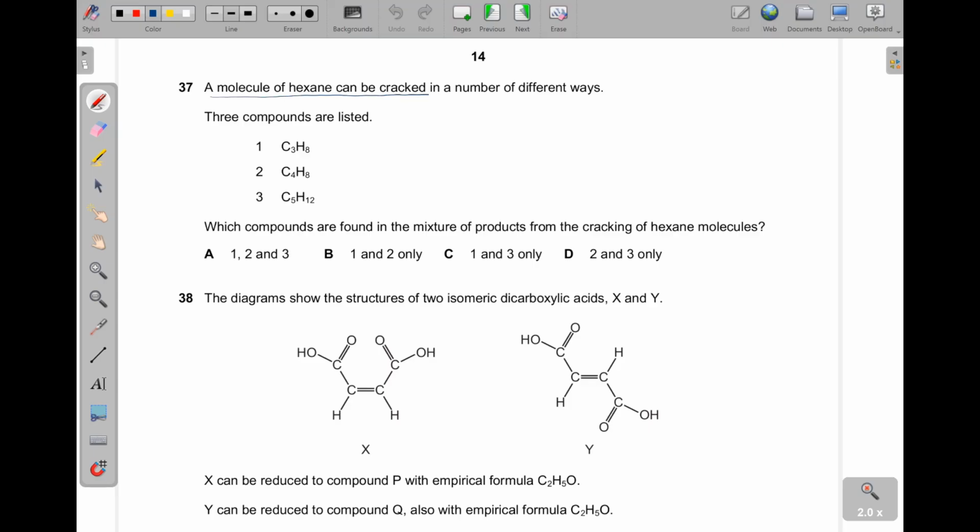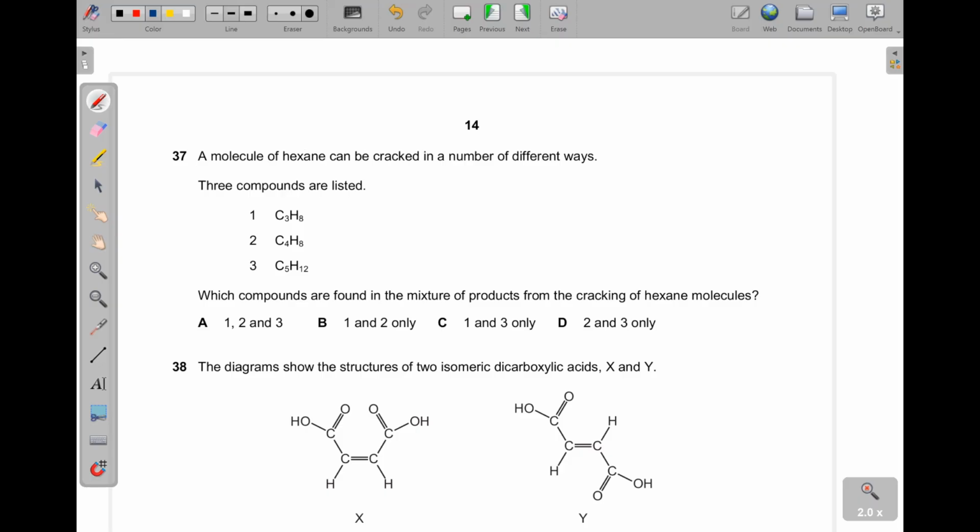Question 37. A molecule of hexane can be cracked in a number of different ways. 3 compounds are listed. Now, when you crack these long chain alkanes, let me just write it here. When you crack this, there are 2 things that you get. You can get a shorter alkane plus an alkene.